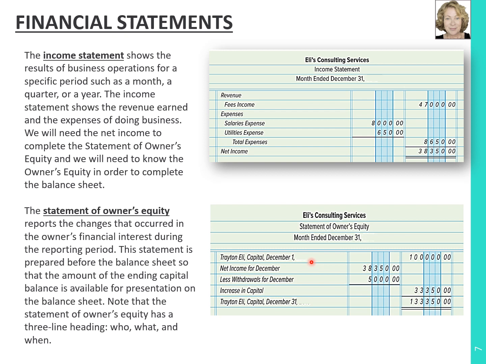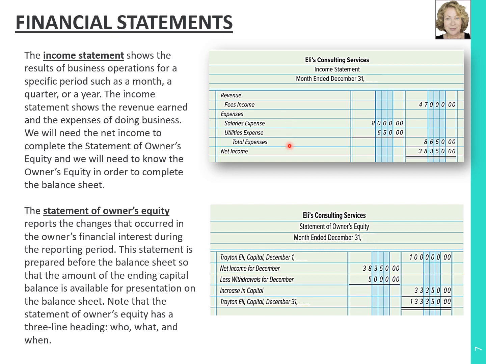The income statement starts with the header section where we list the name of the business, the name of the financial statement, and the time period on the third line. In the body of the income statement, we list the expenses for the business and calculate the net income or profit by subtracting the expenses from the revenue.